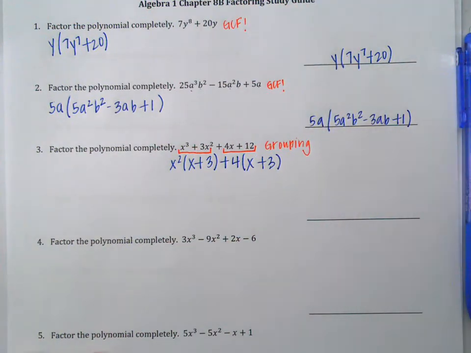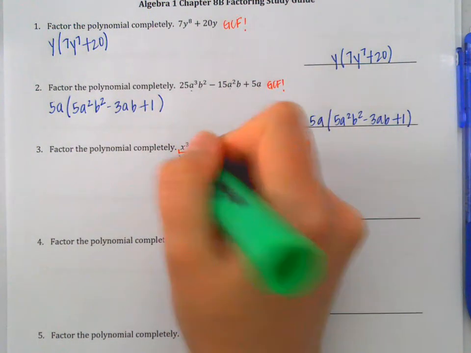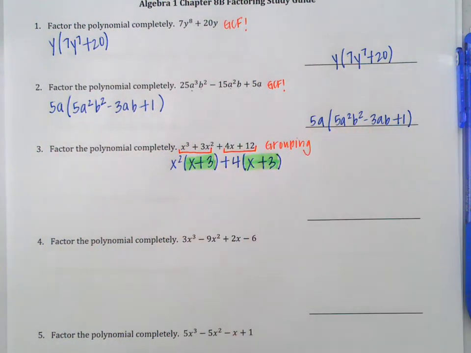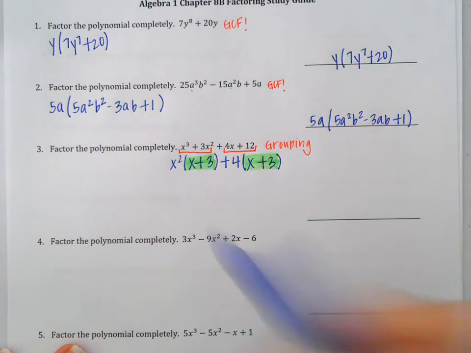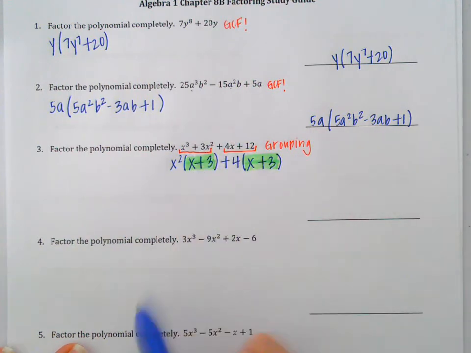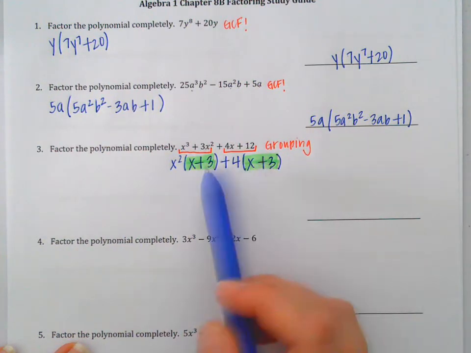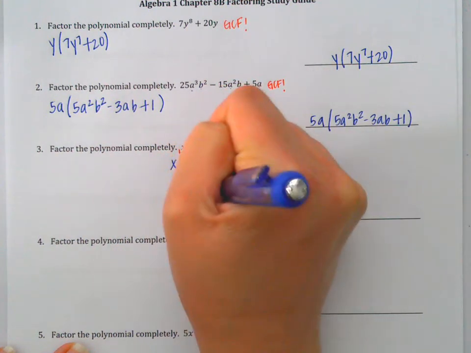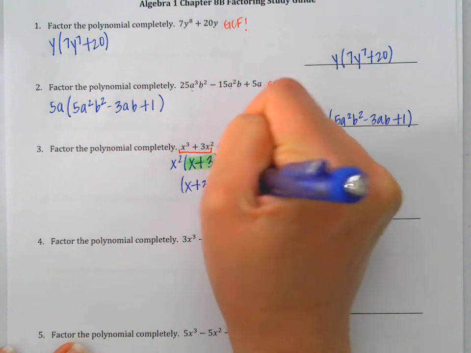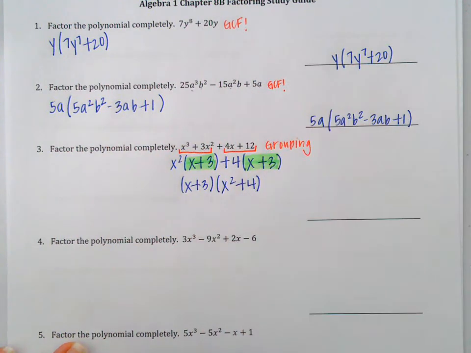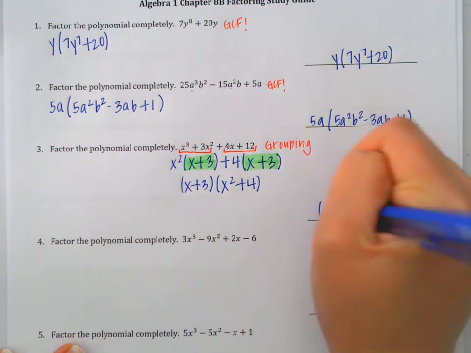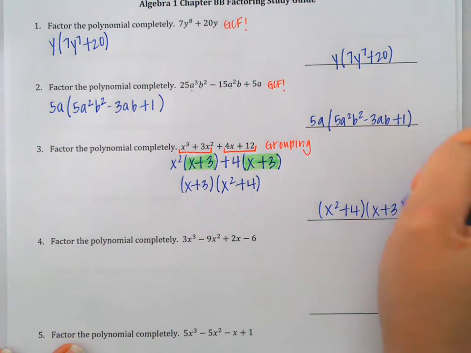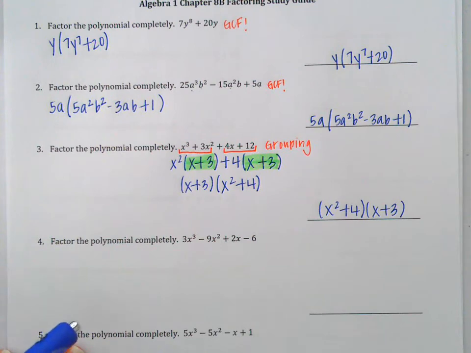Remember, these have to be the same, or you can't move forward. If these aren't the same, which they are here, you've done something wrong. You've got to go back and check your work. But because these are the same, you're good, and we can write it as 1. So it's x plus 3, and then what's left? X squared plus 4. You can write that in any order. It can be x squared plus 4 and x plus 3. Either way is totally fine.